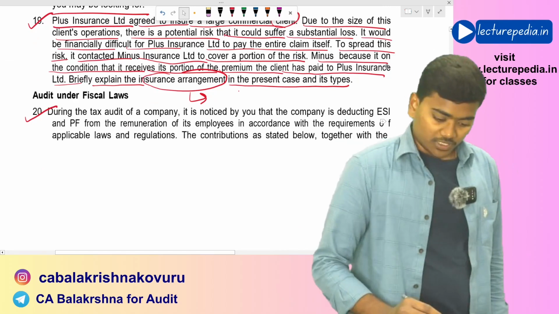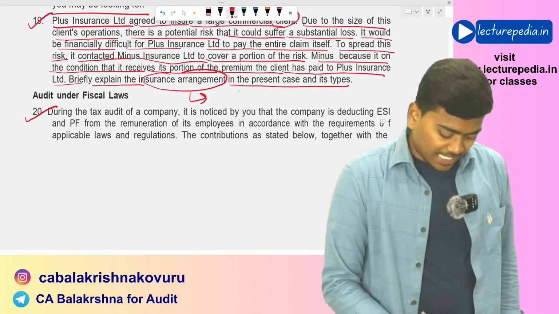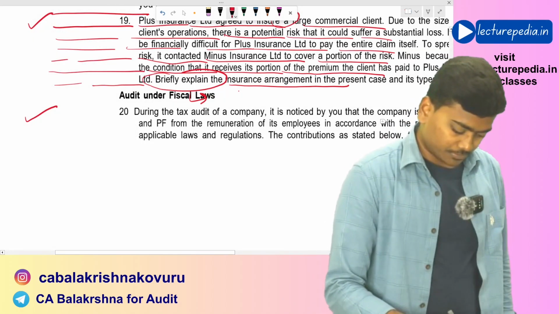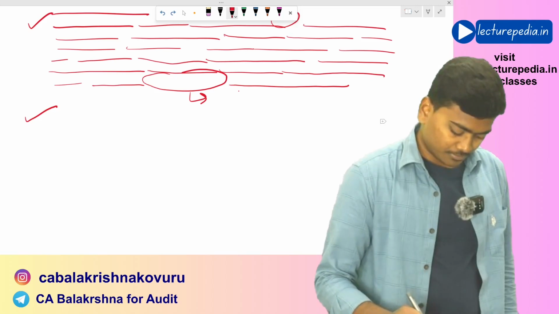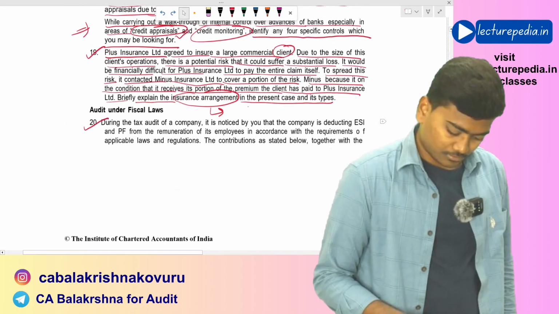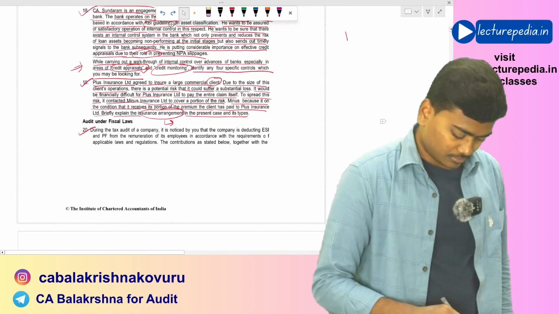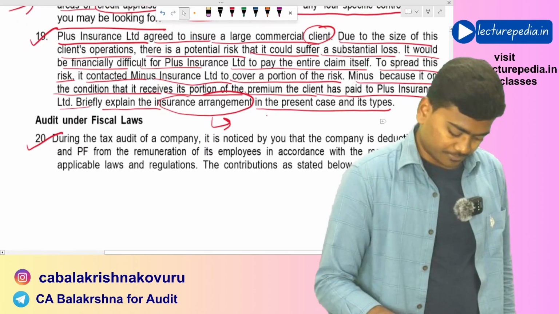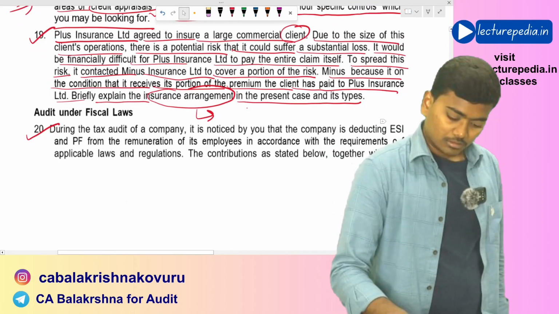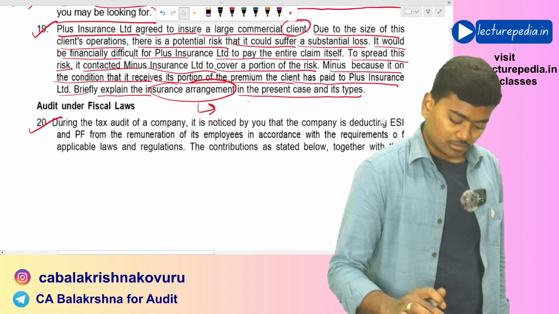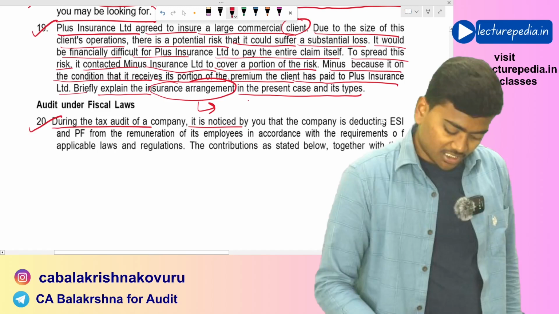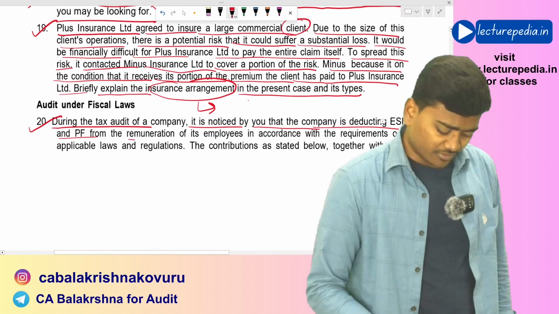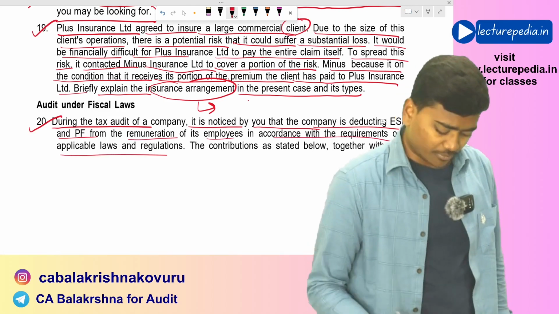Okay, question number 20. During the tax audit of a company, it is noticed by you that the company is deducting ESI and PF from the remuneration of its employees in accordance with the requirements of applicable laws and regulations.